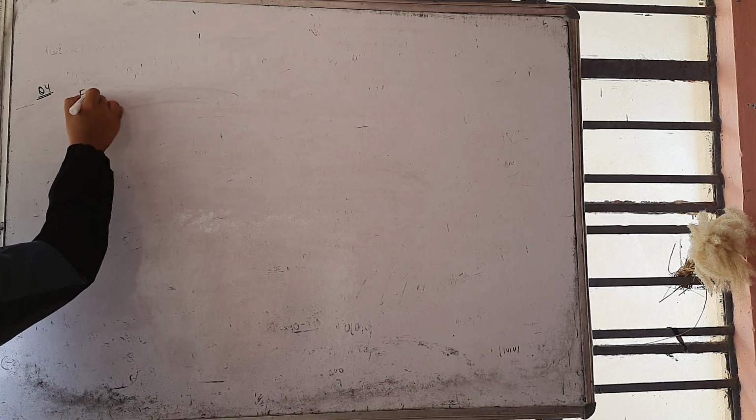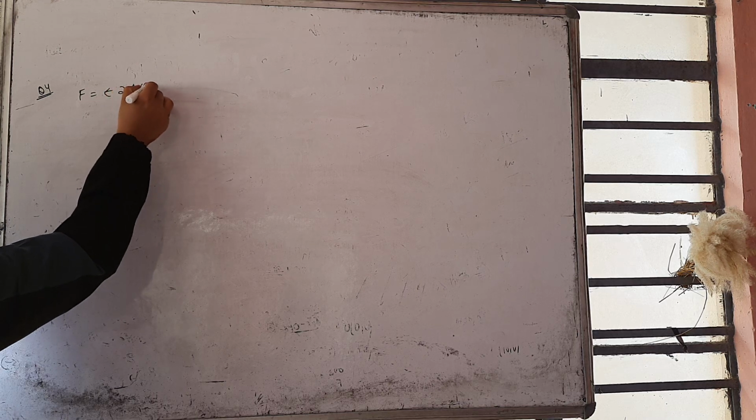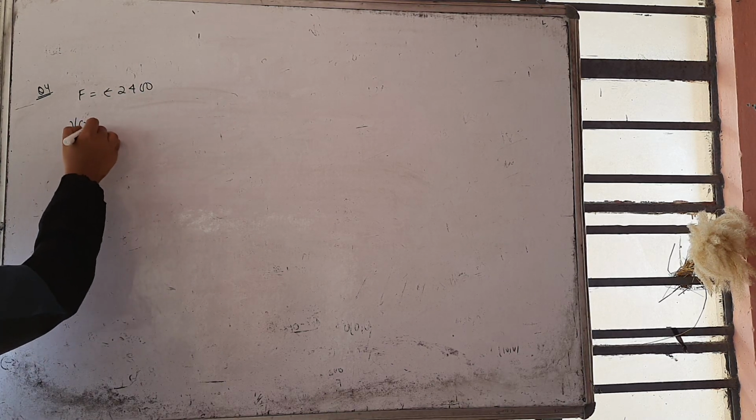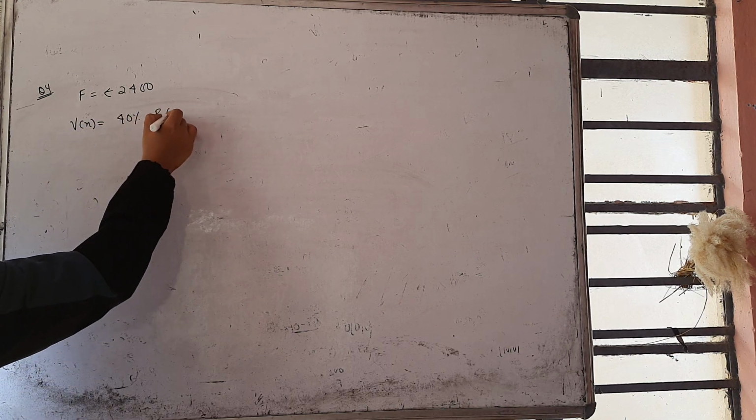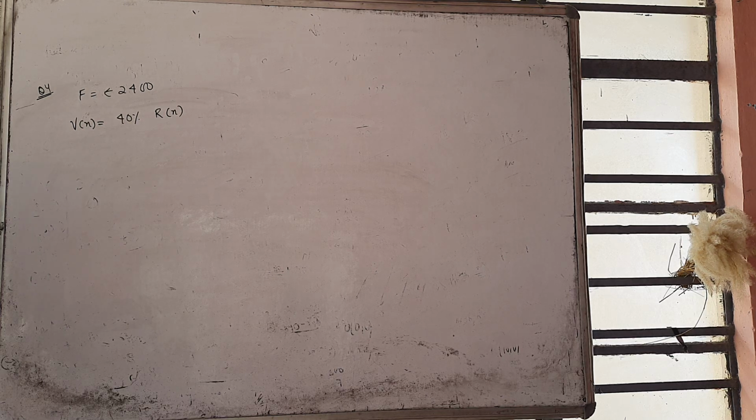Is it clear? Like rent. If you make one marker, you have to pay this whole amount. If you make 100 markers, you still have to pay the whole amount. So the fixed cost is given to be rupees 2400. The variable cost is estimated to be 40% of the total revenue. Total revenue means the money we receive after selling the output. That is called Rx. Is it clear?